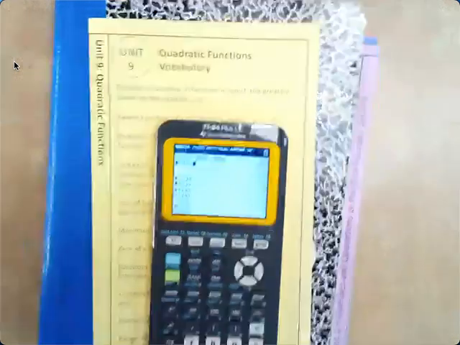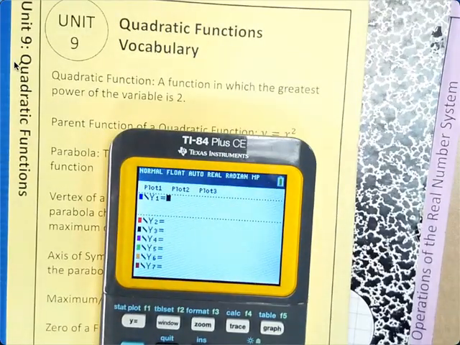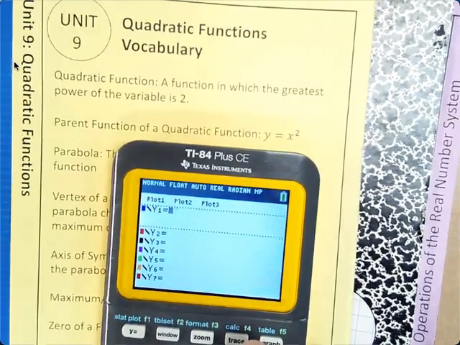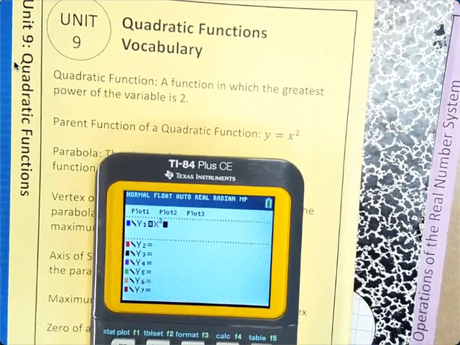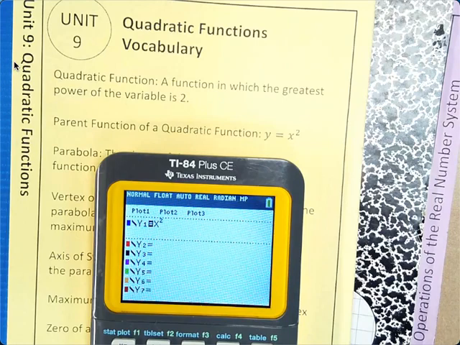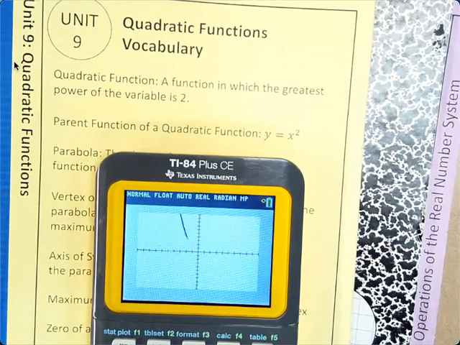The parent function is the most basic. When we have linear, our parent function is y equals x. That's just a line that goes through the origin, has a positive slope. So the parent function for a quadratic is y equals x squared. So put in x squared. Let's look at what the graph looks like. What does it look like?